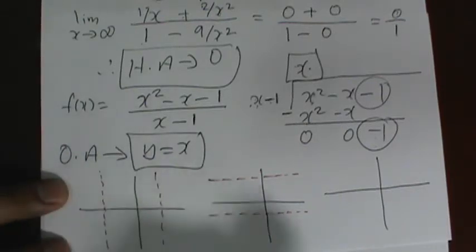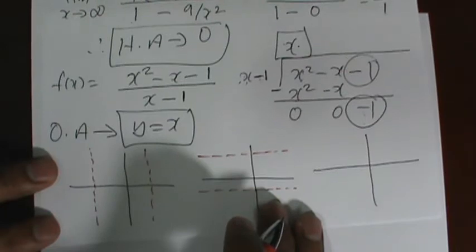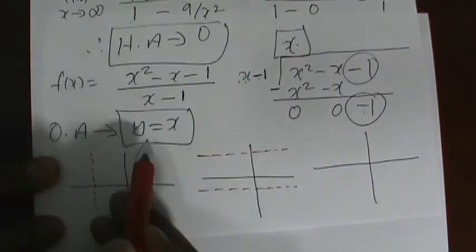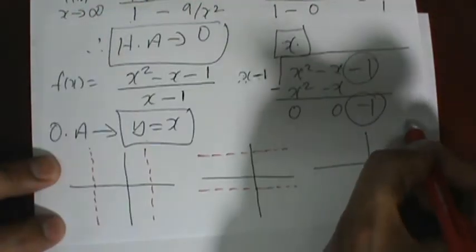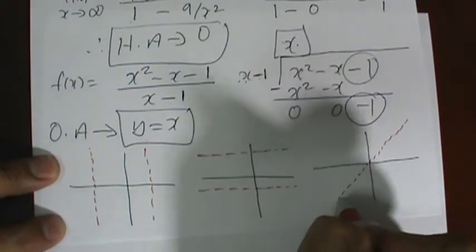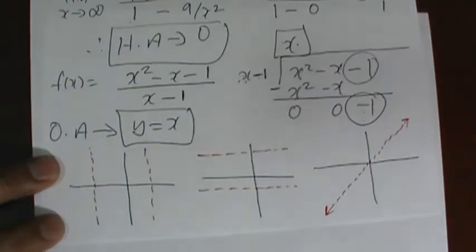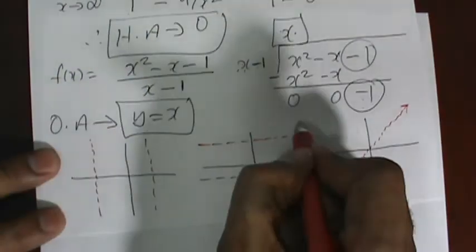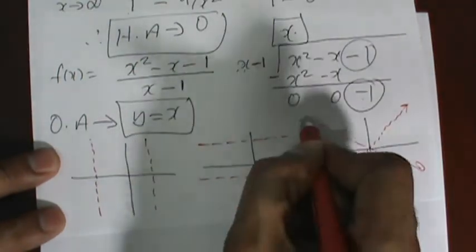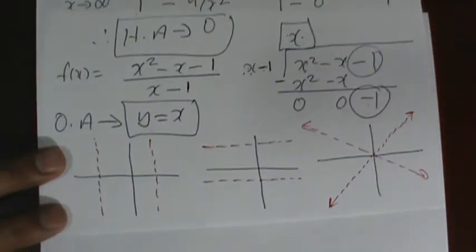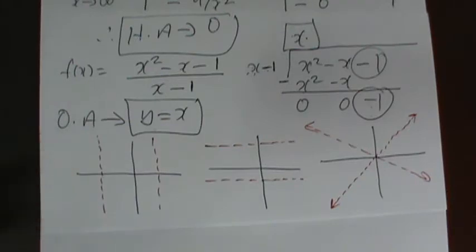An oblique asymptote is the equation of a line, y equals mx plus b. In this case, it's y equals x. So you draw your equation of a line this way. That's your oblique asymptote. Or it could also sometimes be going this way. Sounds good? These are your asymptotes. This is how they look.